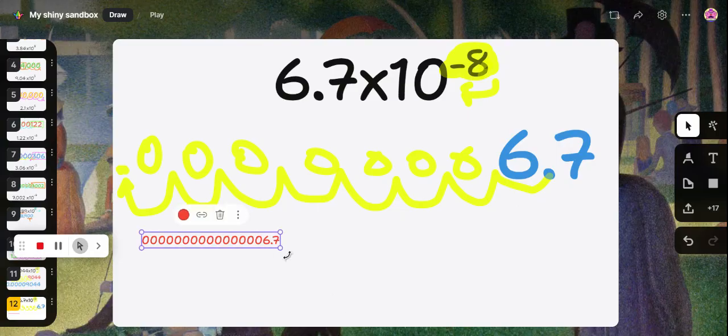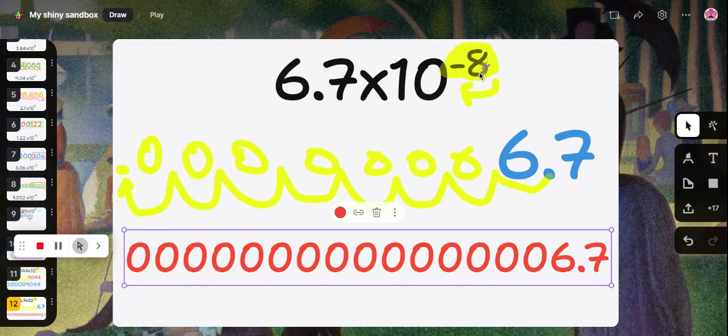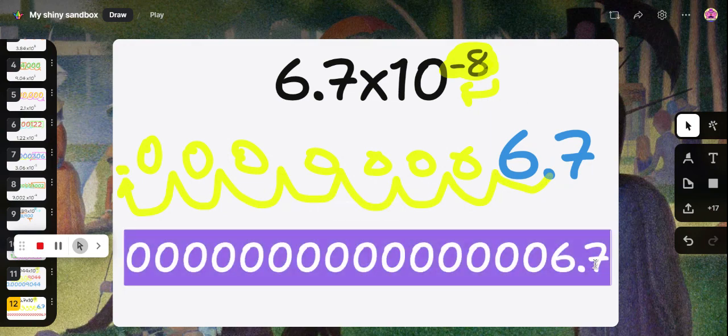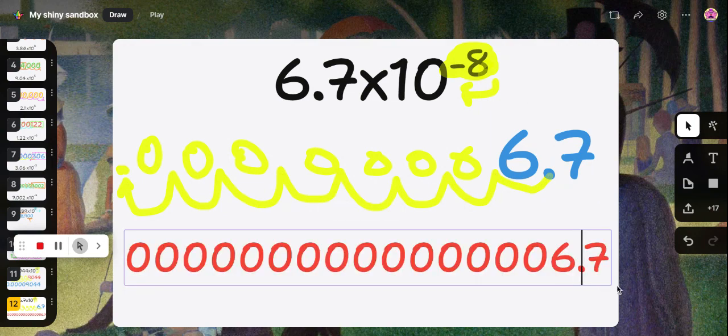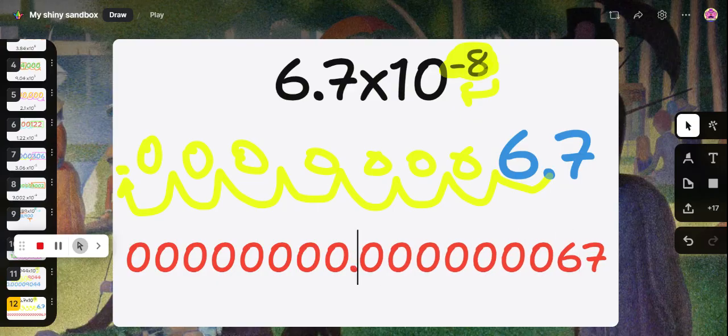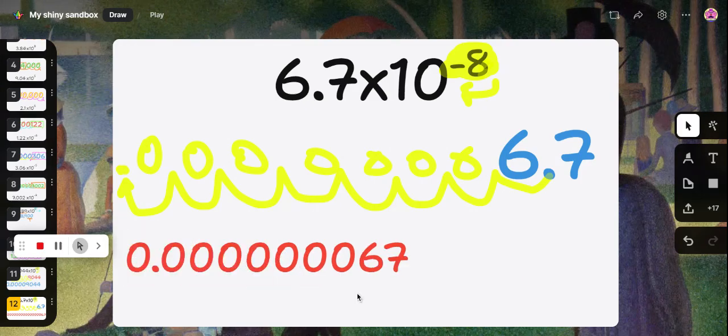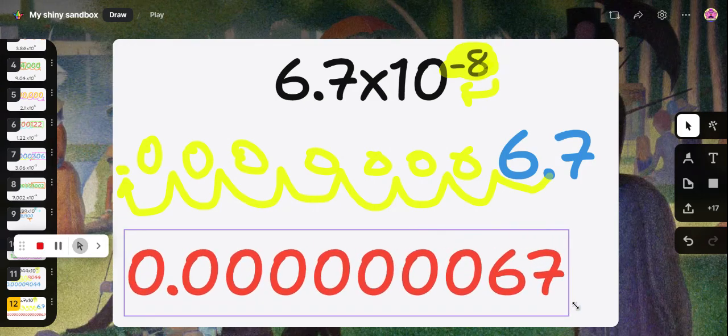Let's do it the other way, where we prep several zeros, an abundance of zeros. 6.7. I'm adding zeros to the front because I know this is a small number with that negative 8. We can put our mouse where our decimal is, and then move it 8 to the left. 1, 2, 3, 4, 5, 6, 7, 8. Place your decimal. Get rid of all those extra zeros that you don't need. You will get the same answer.